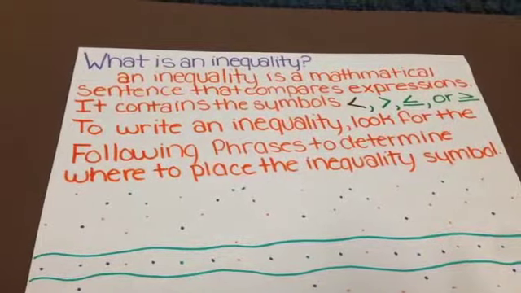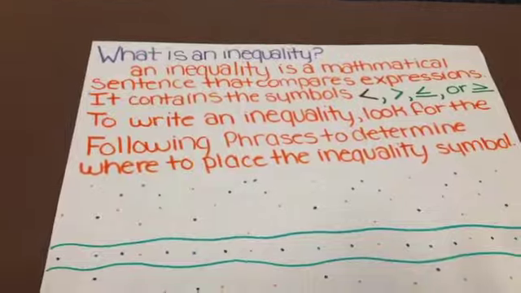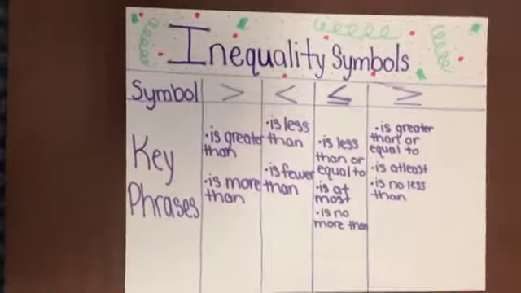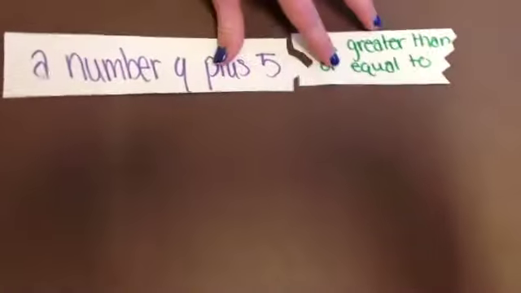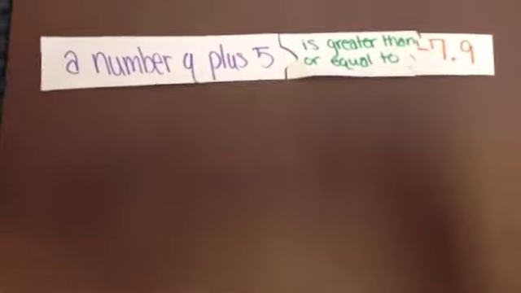To write an inequality, look for the following phrases to determine where to place the inequality symbol. Refer to this graph for further instructions. Combine the phrases to form an inequality. This particular inequality would be a number q plus 5 is greater than or equal to negative 7.9.